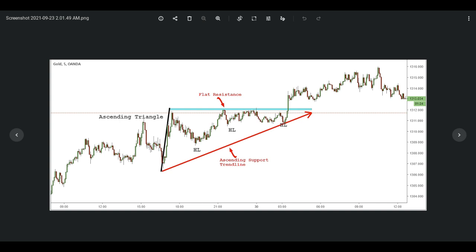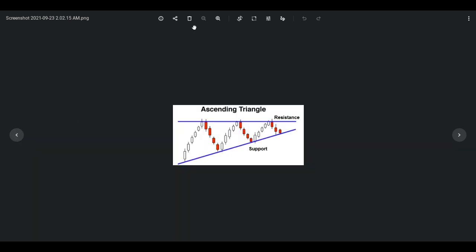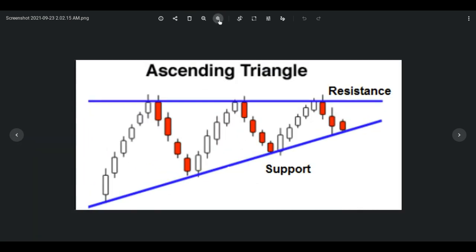And let me make sure. Sometimes I have more than one. There it is. So that's it, it's an ascending triangle. I just want to give you some more visuals, because people are visual learners sometimes, and we want to get in the habit of looking for these things in the charts.